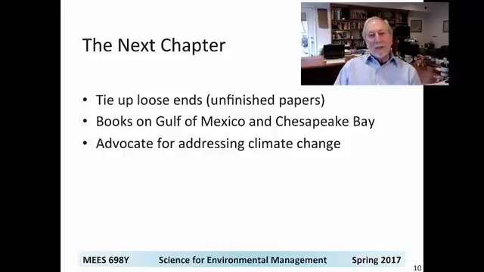Also, I've got two books in me that I want to do. The first is going to be on the Gulf of Mexico, and the next is on the Chesapeake Bay. And both are really going to focus on this role that science plays in making big decisions, or not making decisions, related to management, use, and restoration of those systems.